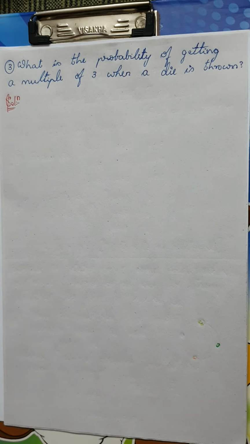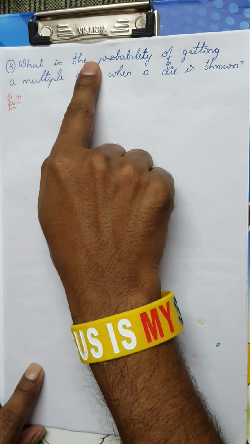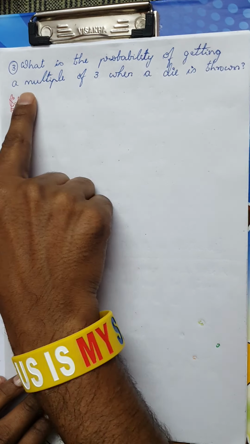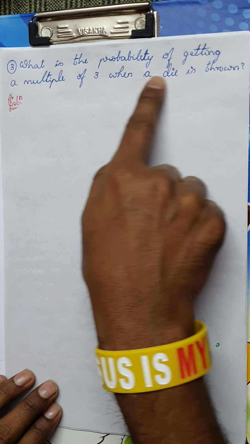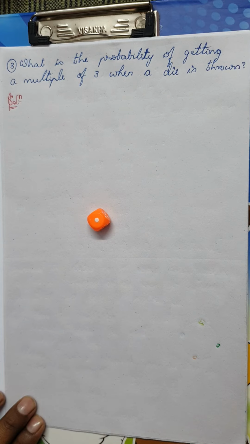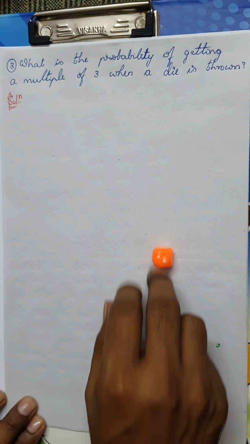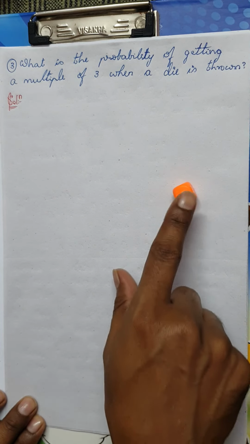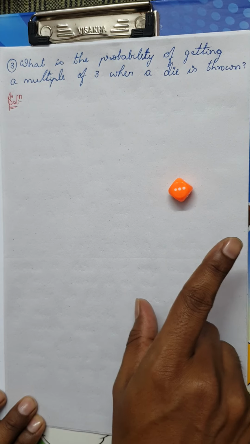The third question is pertaining to probability. The question reads like this: what is the probability of getting a multiple of 3 when a die is thrown? Now this is a very simple question. Hope everybody has seen a die. We know a die has 6 faces with 6 different numbers. What are the 6 numbers? 1 to 6, isn't it?